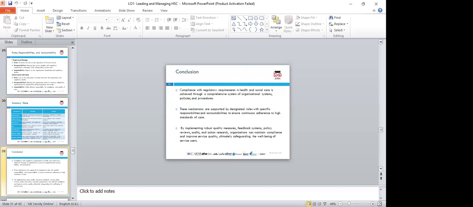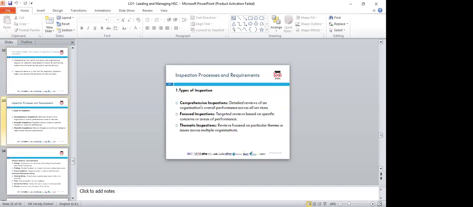Then we're talking about the conclusion and all we said. Then we go further to look into the types of inspection that CQC does. We have the comprehensive inspections, detailed reviews of an organization's overall performance across all services. Focused inspections, targeted reviews based on specific concerns or areas of improvement. The comprehensive is overall, but with the targeted, probably they came the first time overall, and then they saw areas of improvement. So the next time when they are coming, they are looking at those particular areas of improvement, isn't it?